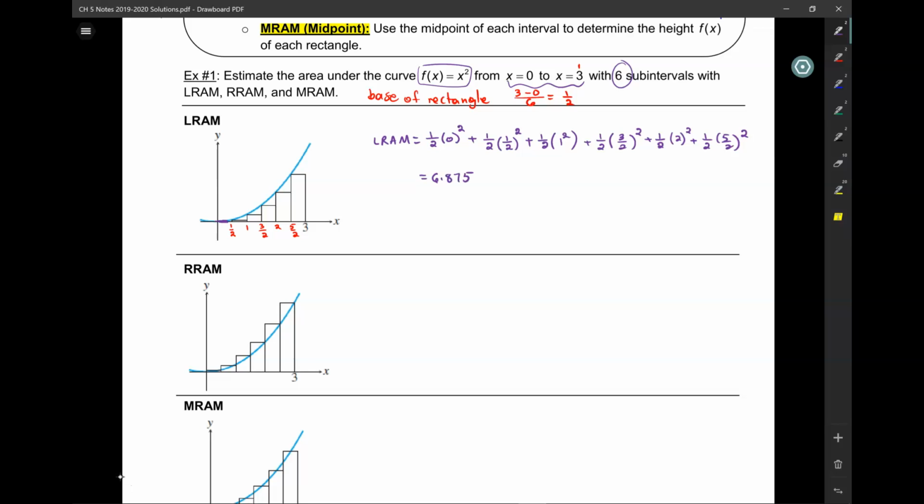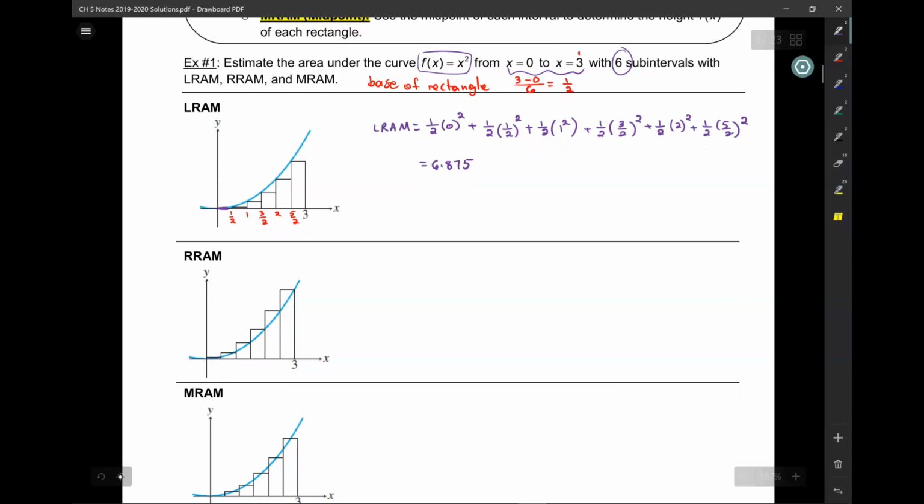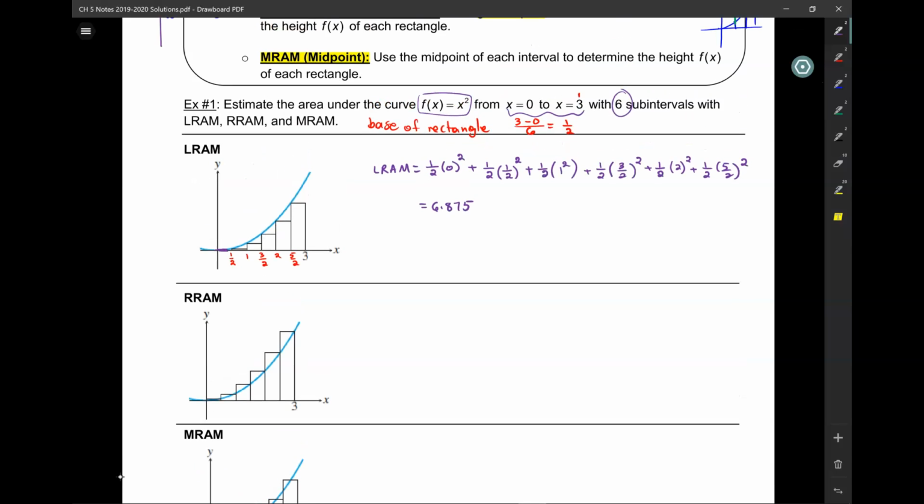Okay, now, do you notice how for each one, because they're equal subintervals, it's always 1/2 times? So yes, you can pull that out of the equation. So we're going to do that now. You see how you have all these halves here for the base? I can pull that out. I can factor it out, and I could do it that way.